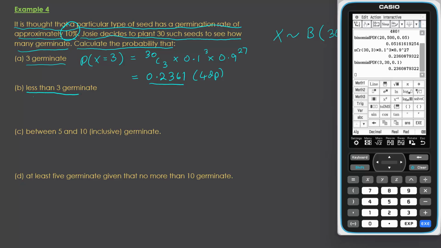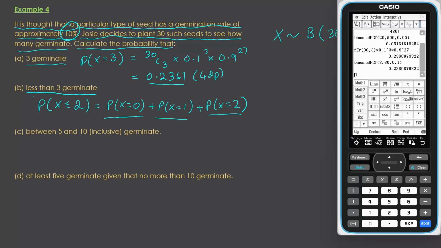Now, with less than 3 germinating, that means that x is less than or equal to 2. And of course, that's going to be the probability x is 0 plus the probability x equals 1 plus the probability x equals 2. Now, with the binomial, there's no shortcut, as we've seen with some other types of distributions. You would just have to work these out and add them up.